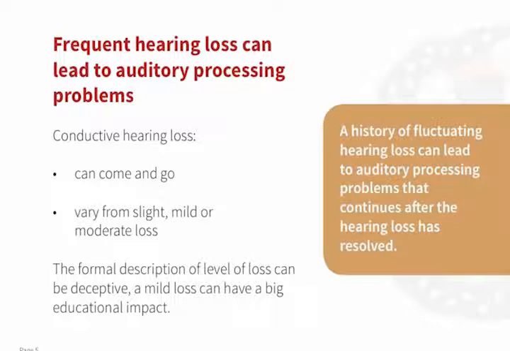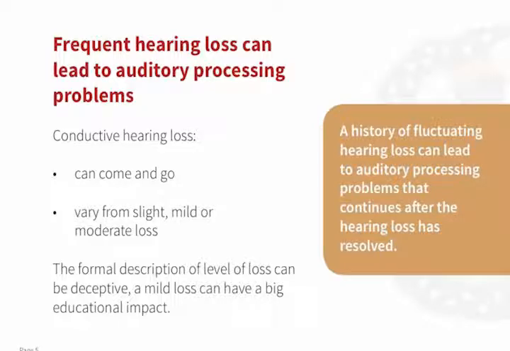This kind of frequent hearing loss can lead to a thing called auditory processing problems. So a history of fluctuating hearing loss can result in auditory processing problems that continue after the hearing loss has been resolved. So if a child is demonstrating some of the behaviours that are talked about in this presentation and their hearing test comes back okay, consider whether they may have some auditory processing problems.